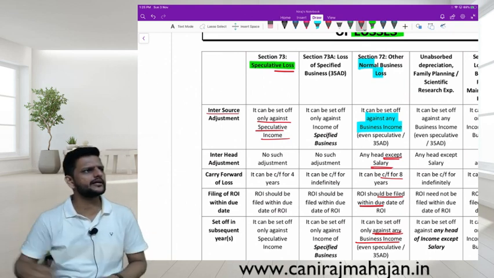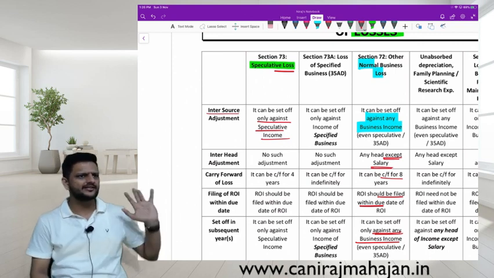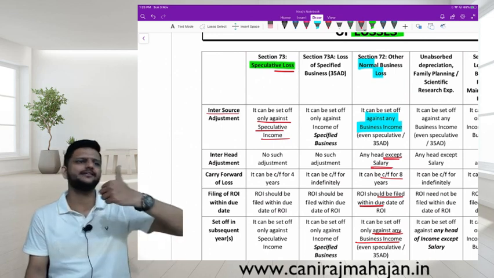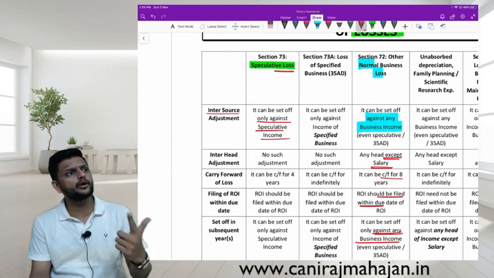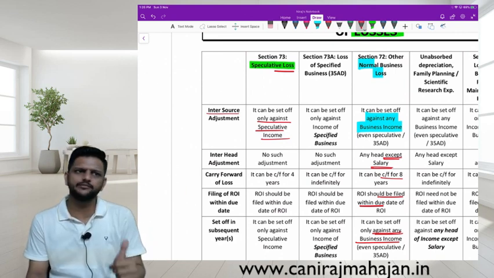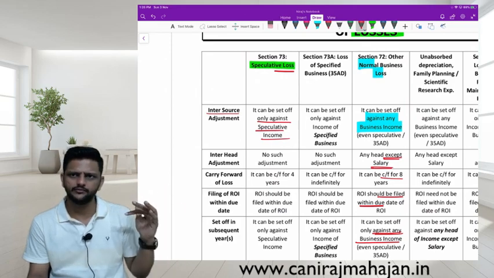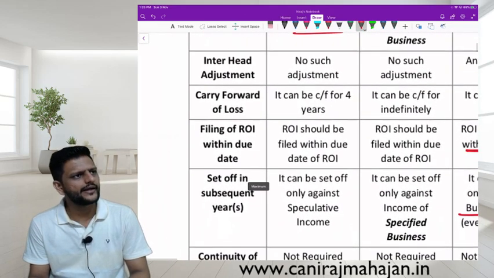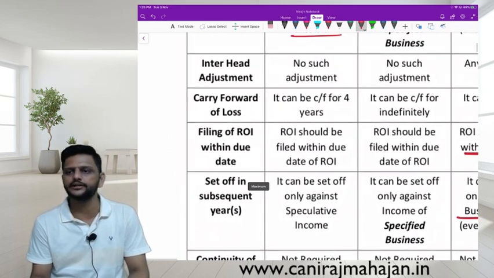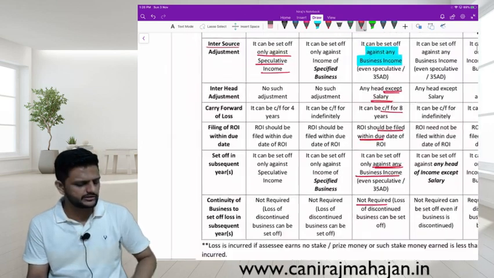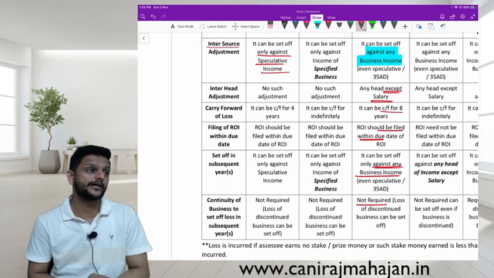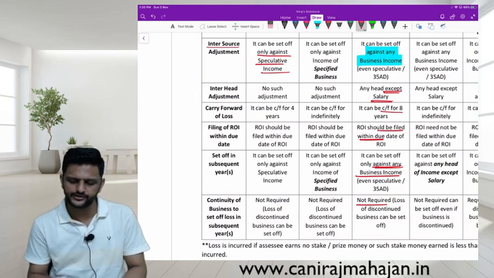LTCL. Both of them we say can be set off only against our same nature of income. Yes. So specified business loss can be set off only against specified business income. Long-term capital loss can be set off only against long-term capital gains. Correct? Similarly, speculative loss can be set off only against speculative income. Clear? It cannot be set off against anybody else, so there is no question of inter-head adjustment. Tell me, speculative business loss, can it be set off against long-term capital gains or IOS or HP? Speculative business loss, not allowed, isn't it?